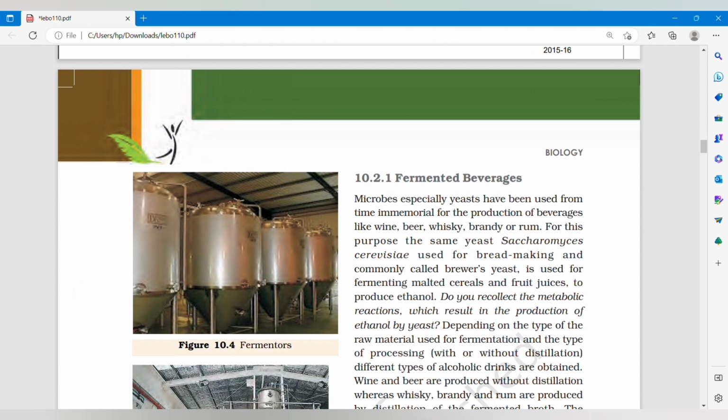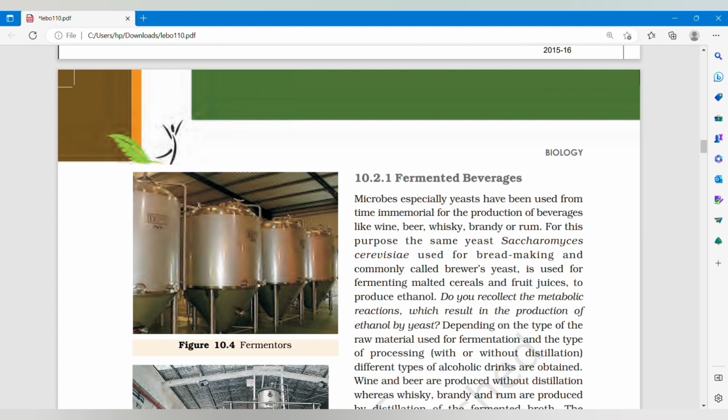10.2.1, that is fermented beverages. Microbes, especially yeast, have been used from time immemorial for the production of beverages like wine, beer, whiskey, brandy, or rum. For this purpose, the same yeast, Saccharomyces cerevisiae, used for bread making and commonly known as brewer's yeast, is used for fermenting malted cereals and fruit juices to produce ethanol.